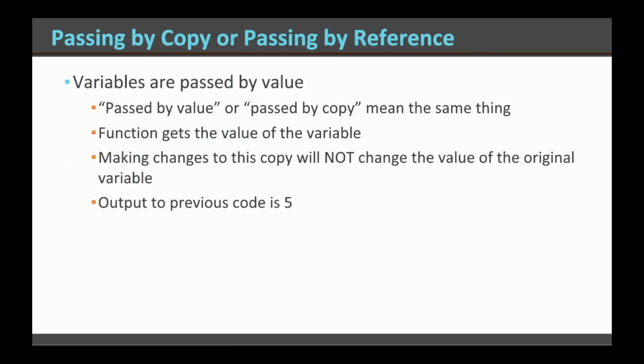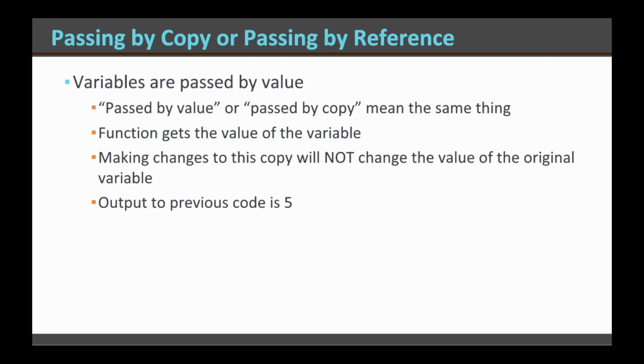All right, so variables are passed by value. That's also called passed by copy. You'll see this around, and they'll mean the same thing for us. That means the function just gets the value of a variable. So if the variable is 100, it's the 100 that's passed and assigned, not the variable itself.